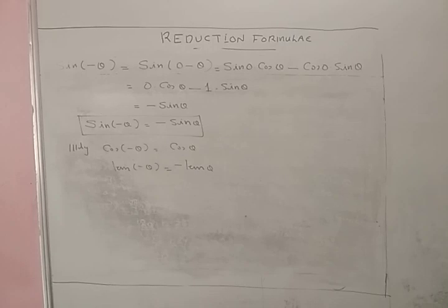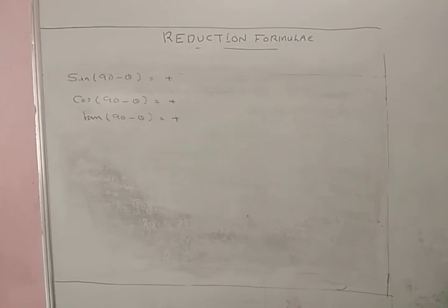Okay. Next, the reduction formula for 90 minus theta. That is, find sin 90 minus theta, cos 90 minus theta, and tan 90 minus theta. 90 is an odd multiple, you can write it as 1 into 90. When the related angle is an odd multiple of 90, then sin becomes cos, cos becomes sin, and tan becomes cot. Therefore, the right hand side of sin is cos, of cos is sin, and of tan is cot.